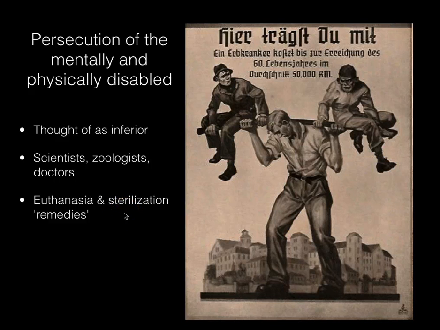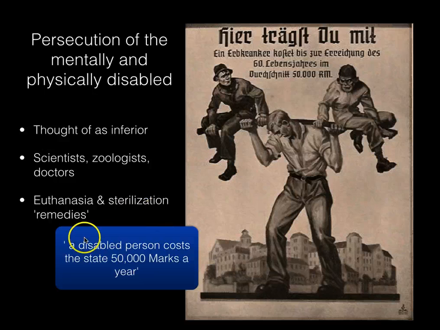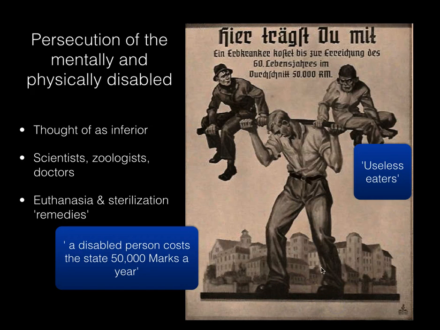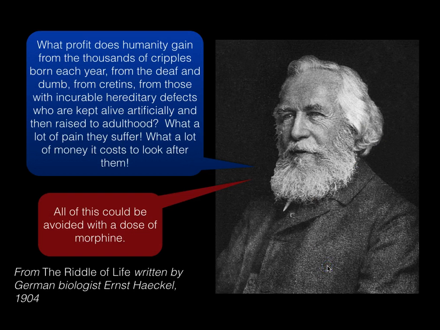So sterilisation was used as a remedy for mentally and physically disabled people, not only being a burden on society and costing society money to care for them, but also the danger that they might pollute the pure stock of the people and weaken the people that way. Again, this poster here says a disabled person costs the state 50,000 marks a year, a very brutal philosophy that says people aren't worth spending money to look after. And they were called useless eaters. You can see this ideology goes back way before the Nazis. The Nazis simply inherited this and really went with this philosophy. And as I've said, this type of thinking was not only in Germany, it was in a lot of other countries too.